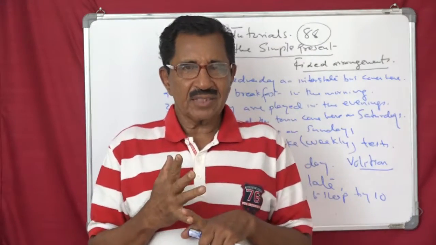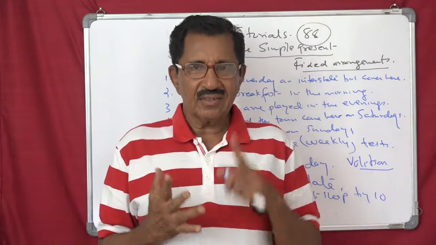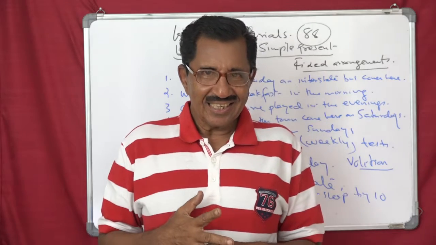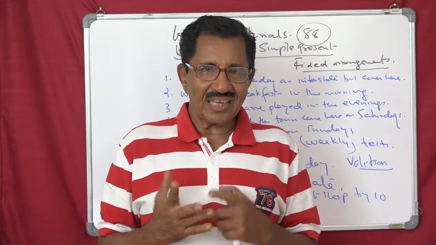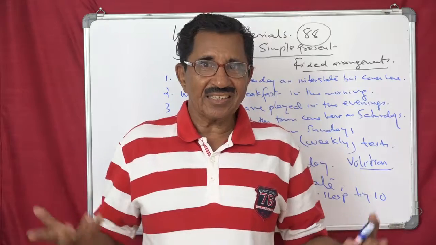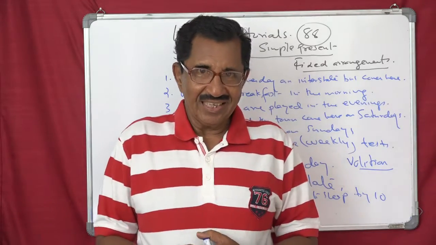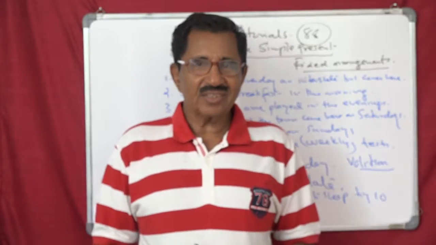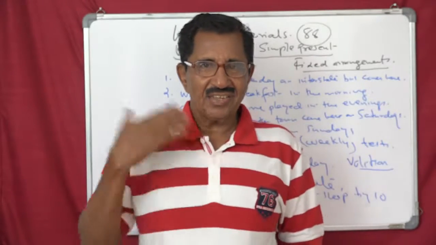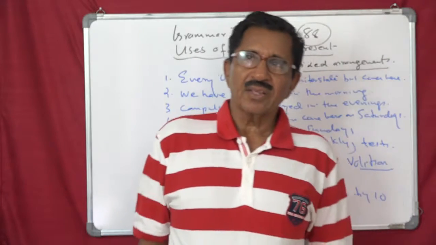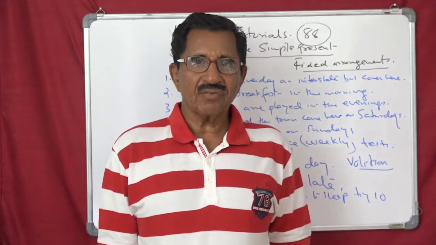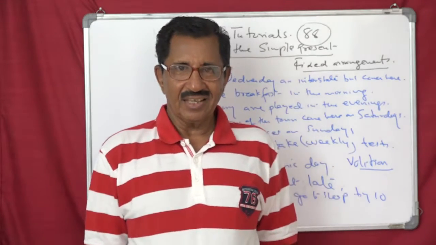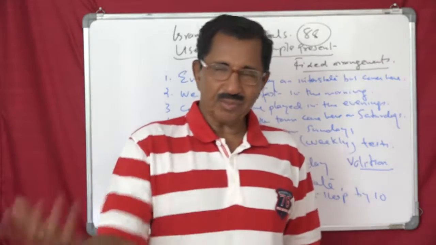One, we have seen repeated actions or habitual actions. Second, what did we see? Eternal truths, general facts, like how deeds rise to men's eyes, evil destroys itself. These things we saw yesterday. And now the third use is fixed arrangements. So for example, you start at 5 and come back by 4 in the evening. Start in the morning and then come back by evening. So start, come. So that's simple present.